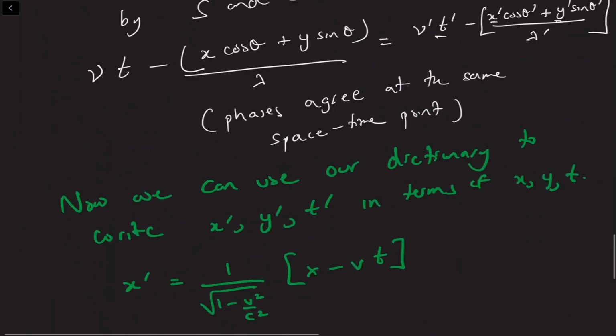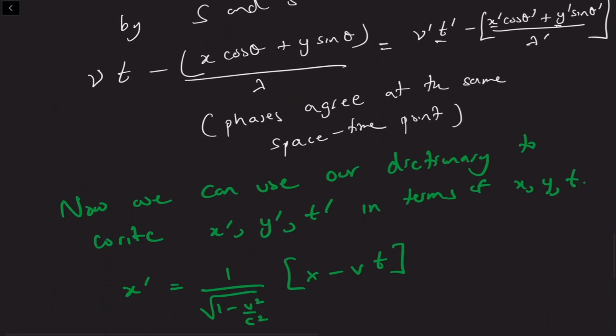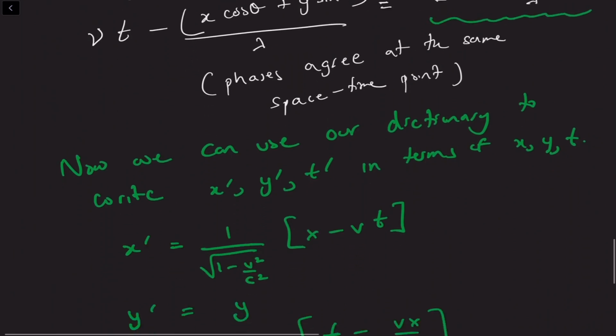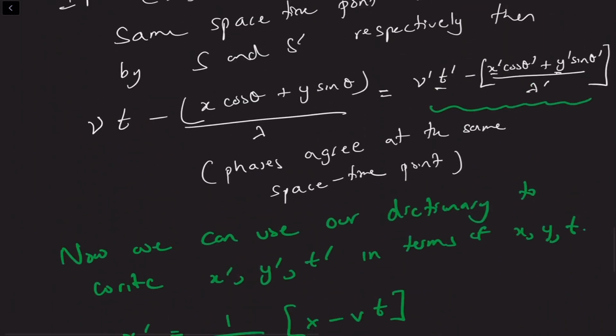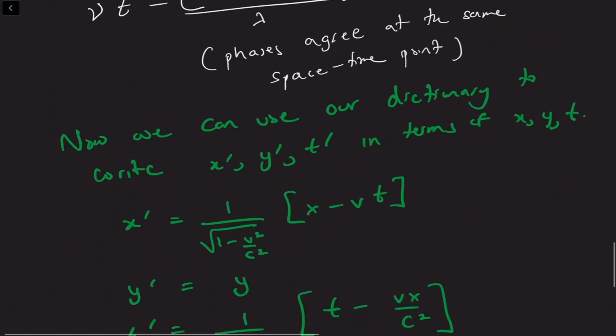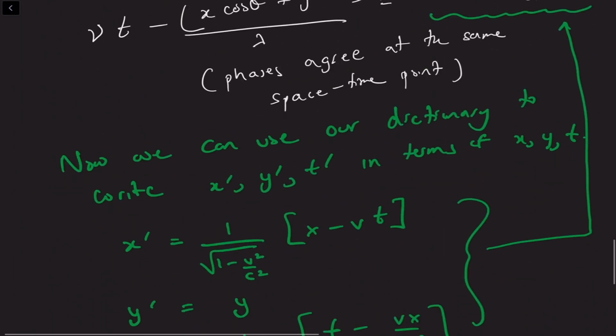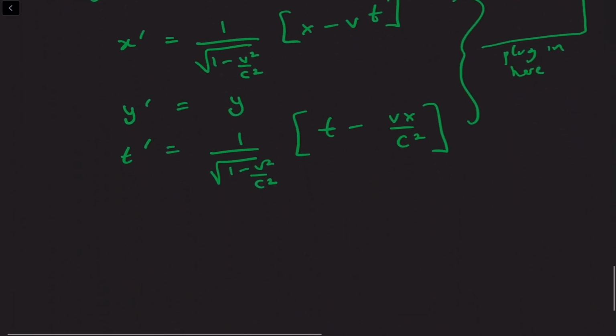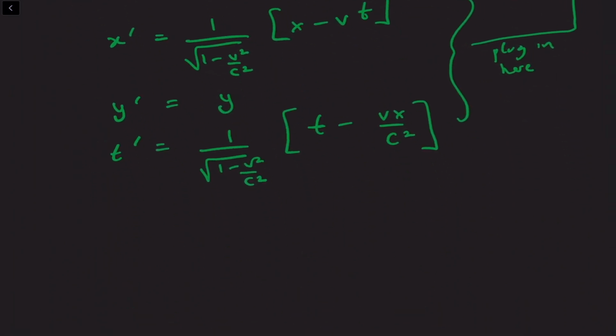Now, let's substitute this into the right-hand side of this phase equality relationship. So what we would get, let's plug in here. And so what we would get for the phase would look like this. It would be 2 pi over lambda prime x minus vt.